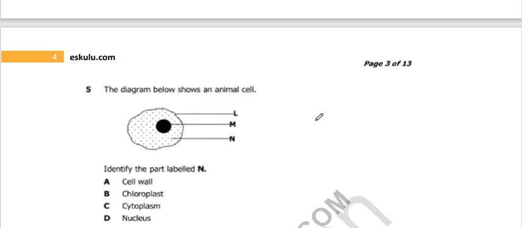Question 5 says, the diagram below shows an animal cell. Identify the parts labeled L, M, and N.